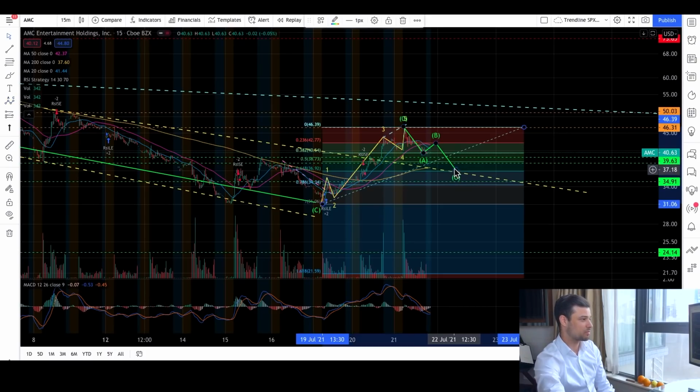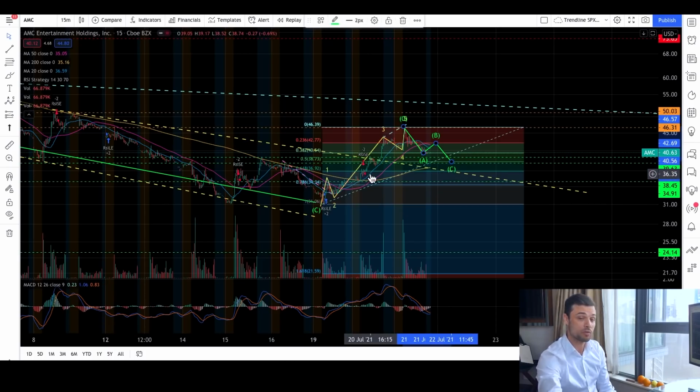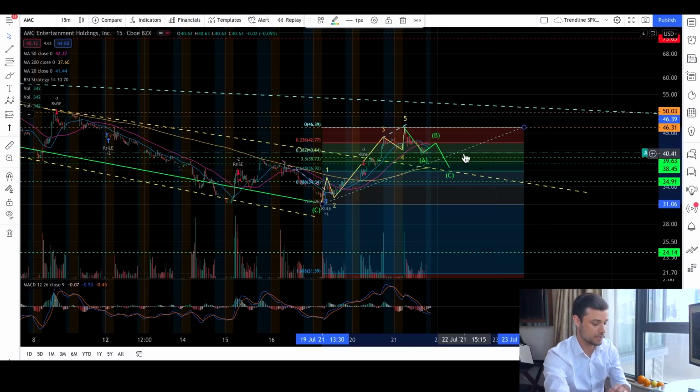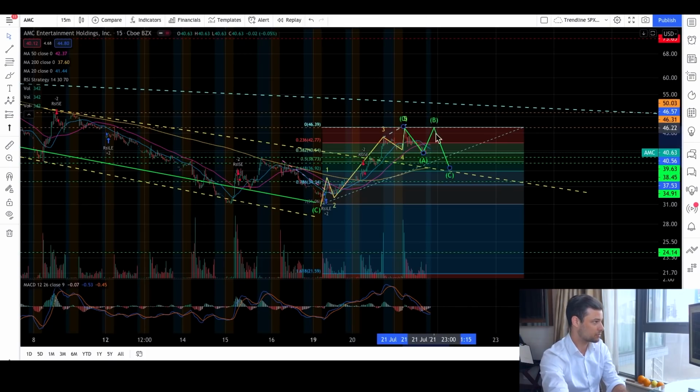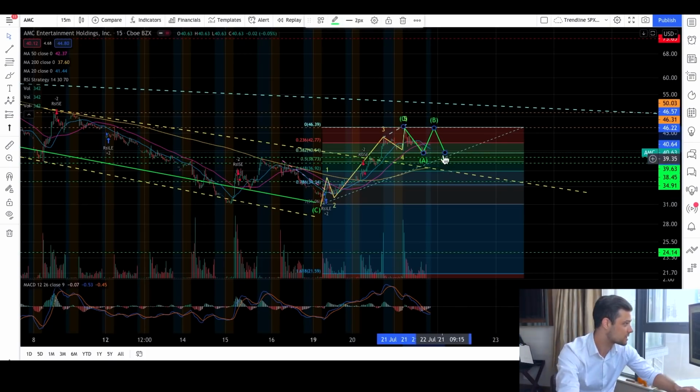It's not my preferred case because I think 38 would hold here, but we might see some excesses below 38. It would still be fine for me. So all the 37, 40 area is the area where I would be a buyer of AMC for today's session and Friday's session. If we have a flat, we could have something like this. So we could still go to the 40.